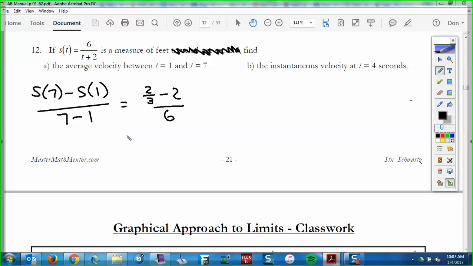And yes, this is no calculator, so do a little bit of work.